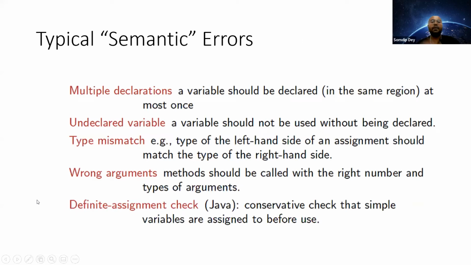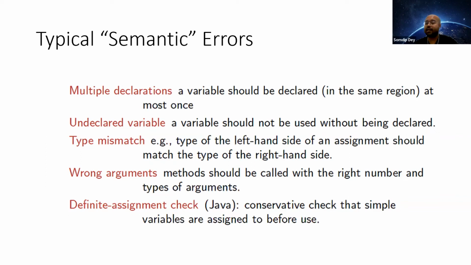Now, typical semantic errors consist of, let's say, multiple declaration, where a variable should be declared in the same region at most only once. Or you can also have undeclared variable, where a variable should not be used without being declared. You can also have type mismatching, which you might have already experienced while coding in Java, where an example could be that the type of the left-hand side of an assignment should match the type of the right-hand side of the assignment.